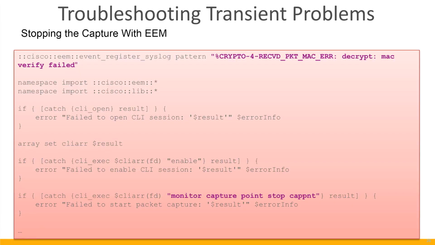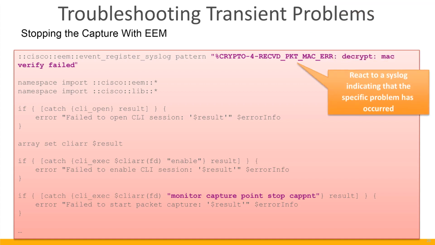And then we're going to use EEM to, once we detect a particular pattern, go ahead and stop that packet capture. So for instance, here we're reacting to a particular syslog indicating that a particular system problem has occurred. So we're looking at this syslog pattern. For instance, a crypto packet was received that had a MAC verify error. We're stopping the capture.